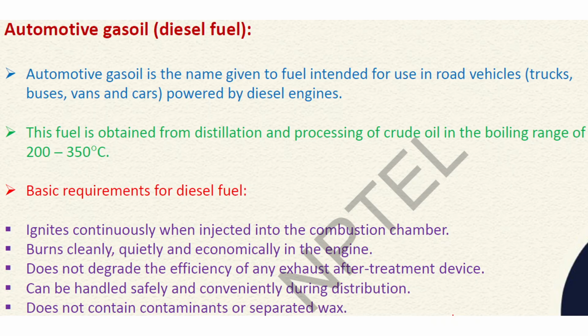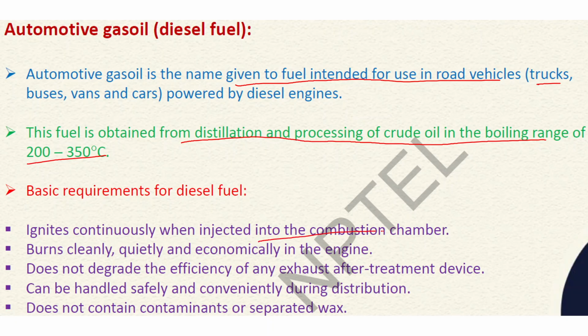The next is the automotive gas oil, which is the diesel fuel. Automotive gas oil is the name given to the fuel intended for use in road vehicles such as trucks, buses, vans, and cars, which are powered by diesel engines. The fuel is obtained from distillation and processing of crude oil. Its boiling range is 200 to 350 degrees C. And the basic requirement for diesel fuel is that it ignites continuously when injected into the combustion chamber.